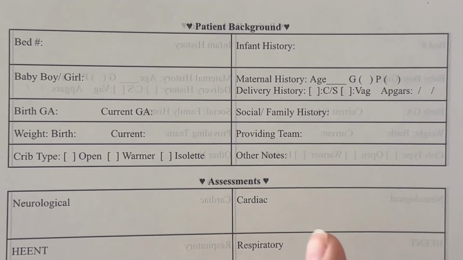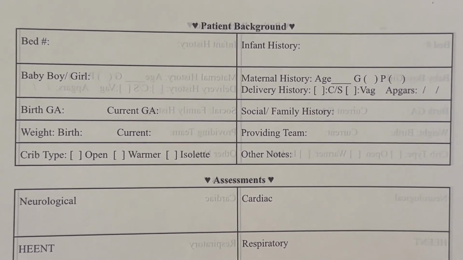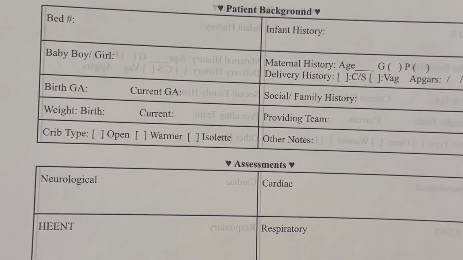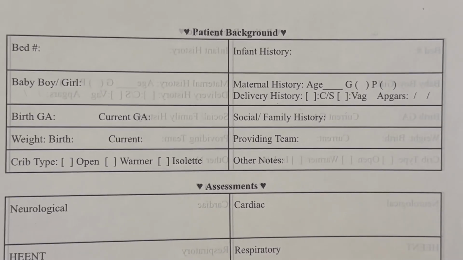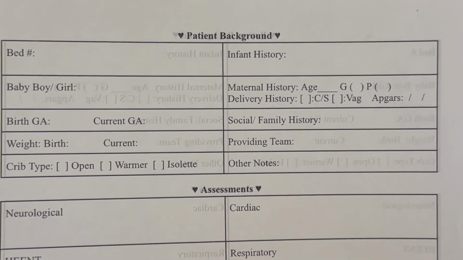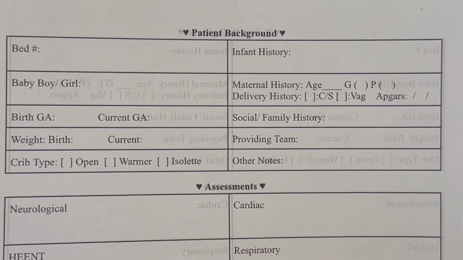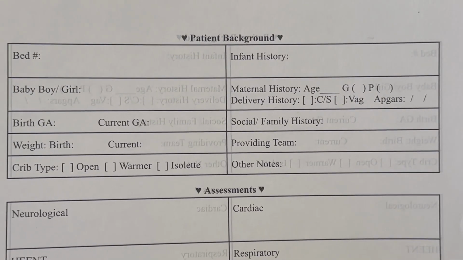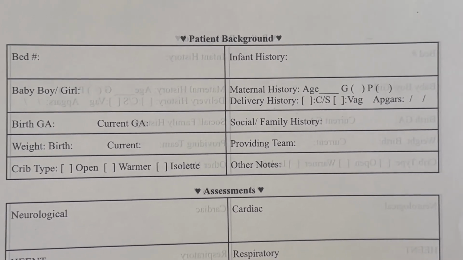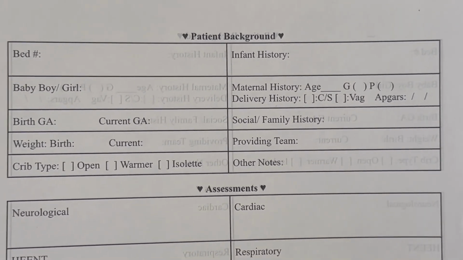And then we have the providing team, because sometimes depending on the hospital that you work in, if it's a big facility like mine, then it'll have different color teams or different teams. So it's important to know who you've got to call in case things happen. And I just put other notes in case there's anything that you need to add. So that is patient background first.